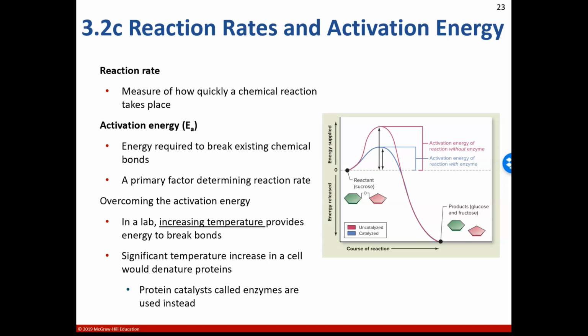We can also do things such as increase the temperature to provide energy to break the bonds. And with significant temperature increases in a cell, it would do things like denature proteins. So protein catalysts are called enzymes and are used instead.